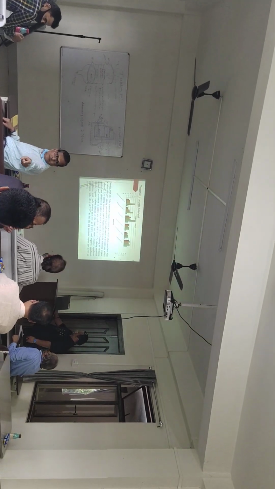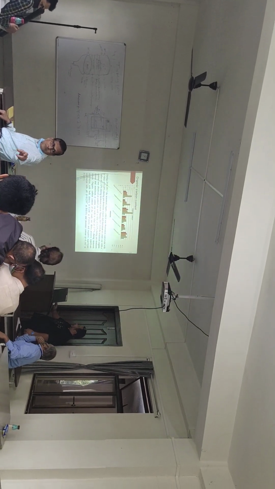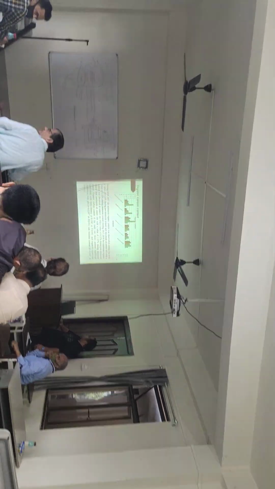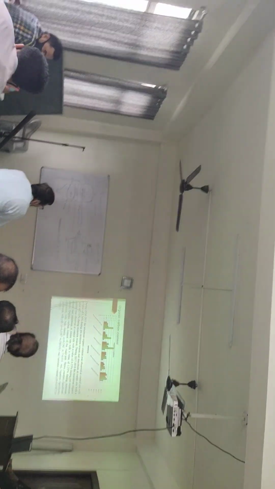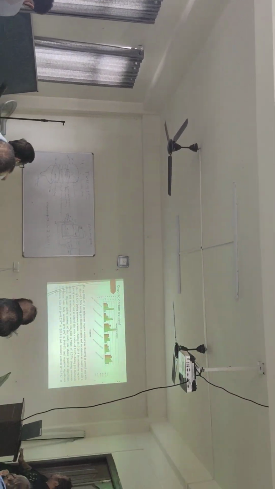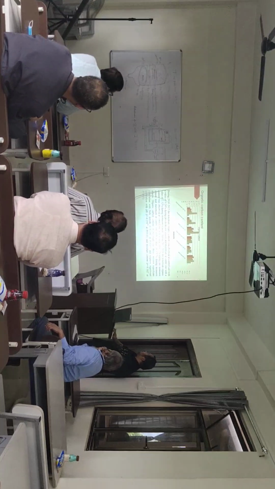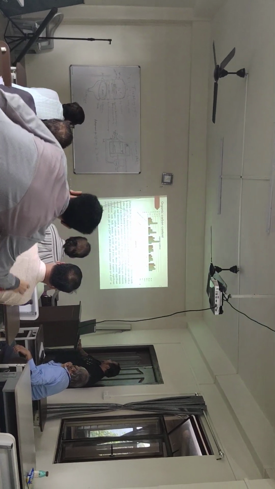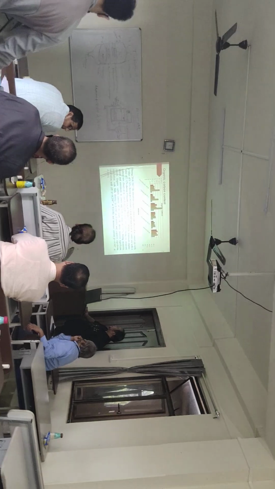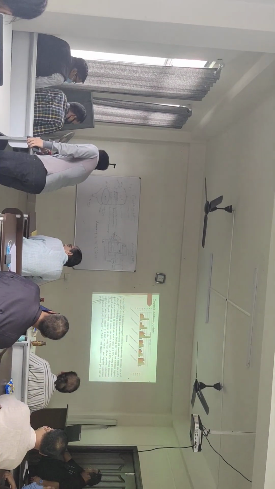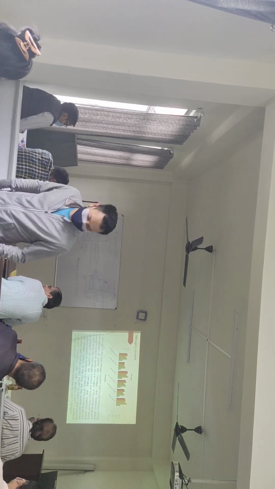And next I have organic carbon content. Here the result is that organic carbon content has positive significant correlation with bulk density and negative significant correlation with pH and moisture content. This is the result.